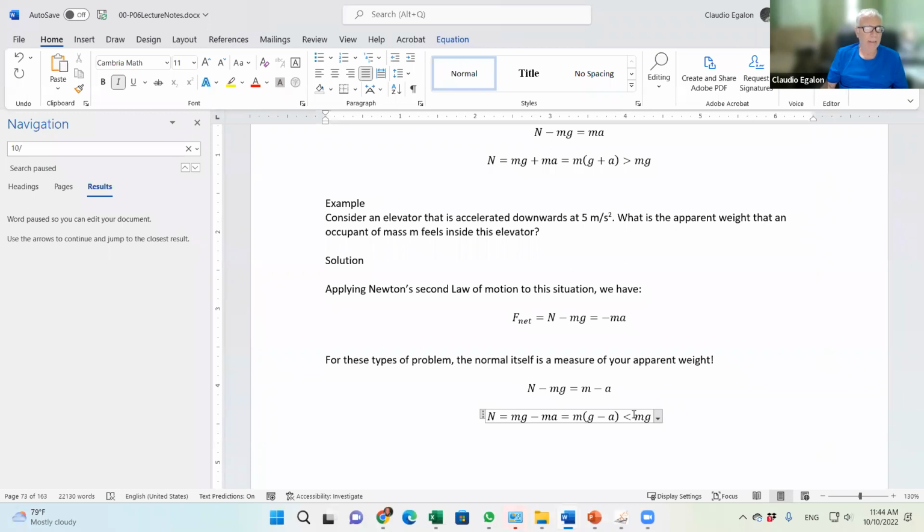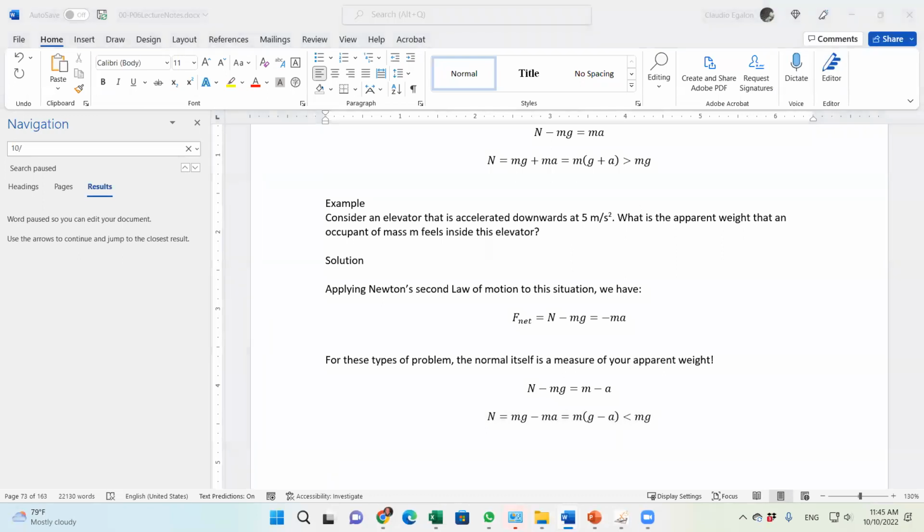We get a normal force that's less than mg. In this specific case, with an acceleration downward, you're going to feel lighter. If the acceleration matches the acceleration of gravity, if the acceleration is g, then you're going to feel weightless. That's the case of problems that involve apparent weight.